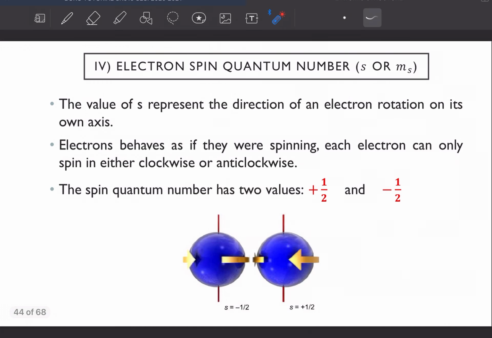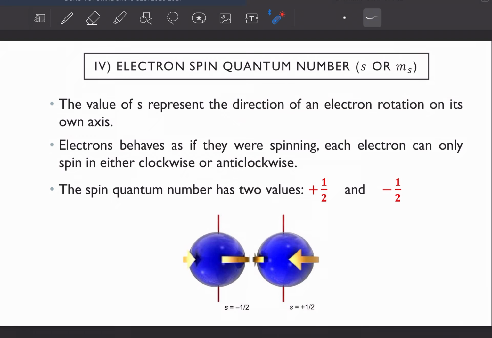Alright, finally we have the last quantum number, which is the electron spin quantum number. So this is the final characteristic lah atau address for your electron. Okay, yang ni maksudnya macam contoh kalau alamat awak ini adalah, let's say, nombor rumah lah, nombor rumah. Okay, bukan nombor rumah, never mind. Okay, so electron spin quantum number represents the direction of an electron rotation on its own axis.